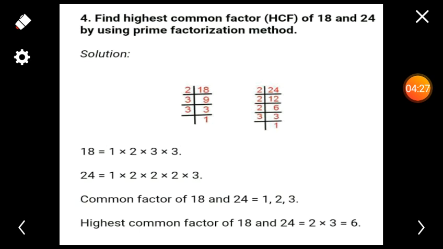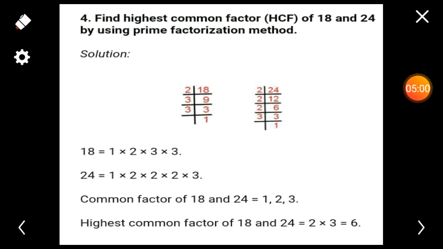Find the highest common factor or HCF of 18 and 24 by using the prime factorization method. Here is the prime factorization of 18 and 24, and I list out the prime factors here. 18 is equal to 1 into 2 into 3 into 3 and 24 is equal to 1 into 2 into 2 into 2 into 3. In the previous class we studied prime factorization of numbers like this. Okay, then look at these prime factors.